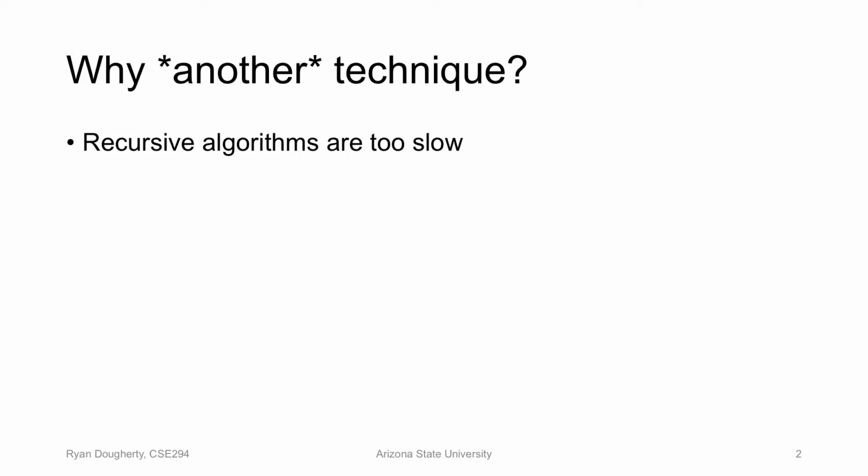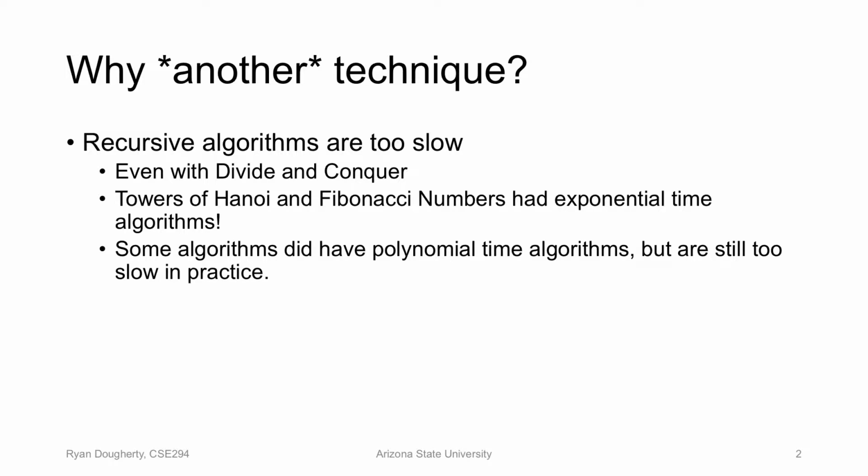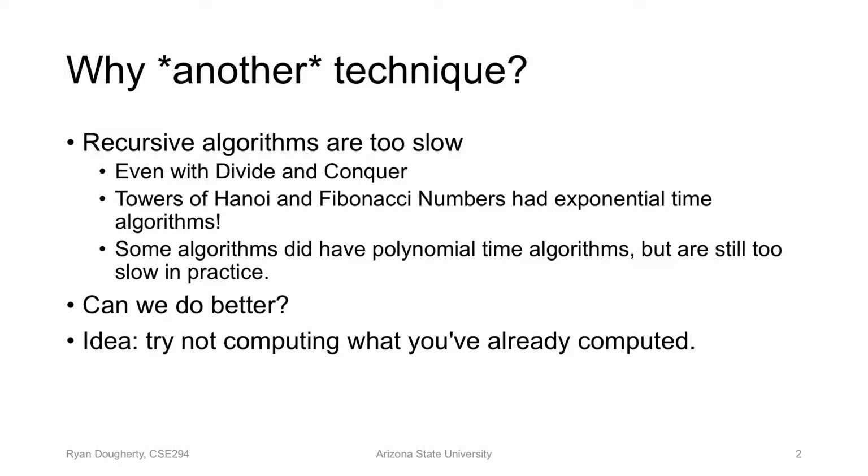So what do you think I can do to remedy this? Exactly. That's the essential idea behind dynamic programming. Even with divide and conquer, it was slow. So some algorithms are slow even in practice. Can we do better? Store all of the previously computed values and access them later, right? I don't need to compute things that have already been computed. That's stupid, right? So what you want to do is store it in some way and then access it at a later time, so I don't have to recompute things.